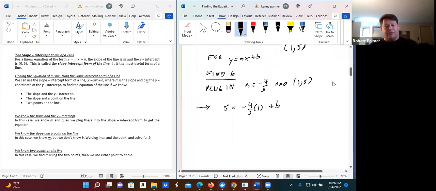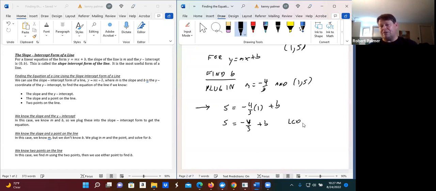Now we need to do a little work first. So let's multiply: -4/3 times 1 is simply -4/3, plus b. Now to solve this, we have a couple of options. We could add this to both sides and then combine fractions. It's probably easier to get rid of our denominator by multiplying through by our least common denominator, which is 3.